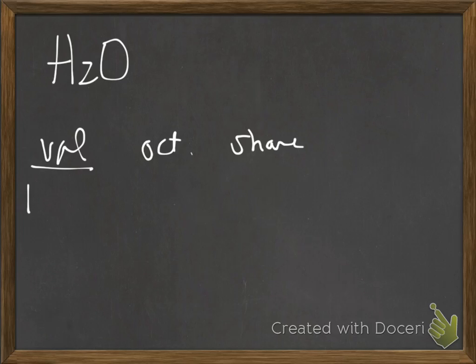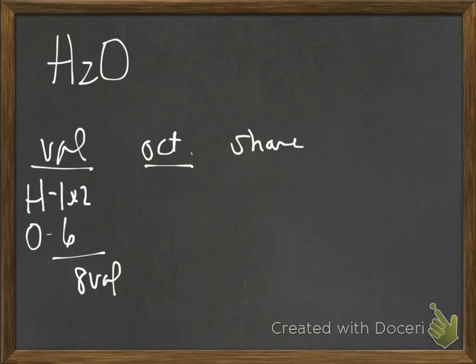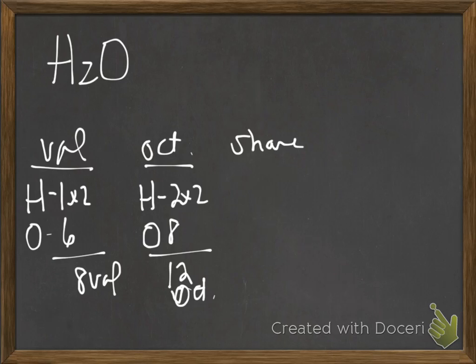So valence, how many valence electrons does hydrogen have? 1. So we have 1 times 2. Oxygen has how many valence? 6. It would like 8, but it only has 6. So we have 8 valence electrons between all of them. How many would everybody like for their octet? Hydrogen wants 2. 2 times 2. Oxygen wants 8. So we have 4 plus 8. We have 12 octet electrons.